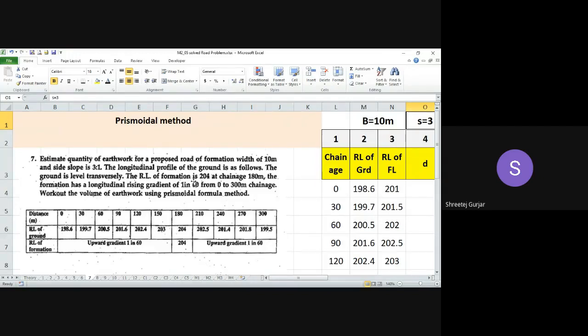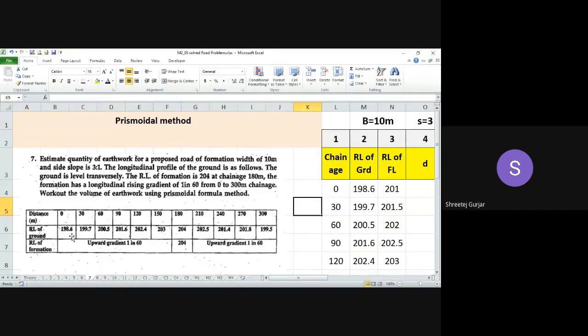The RL of formation is 204 at chainage 180. At chainage 180, you can observe they have given the RL of formation level. The formation has a longitudinal rising of 1 in 60 from 0 to 300, everywhere. Work out the volume of earthwork using the prismoidal formula. Prismoidal method we will be using.